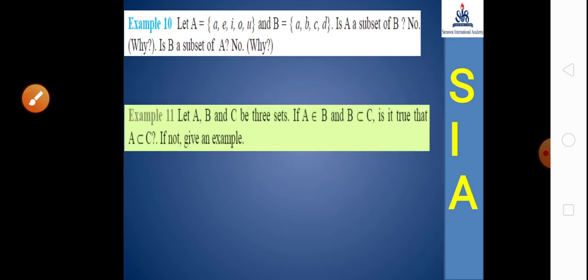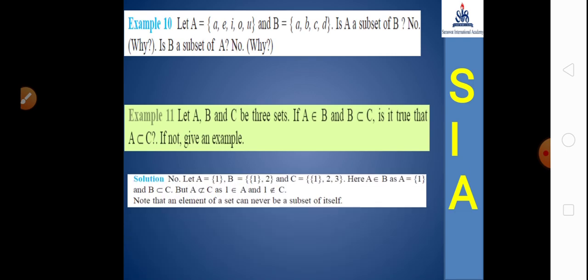Example 11. A, B and C are three sets. A belongs to B. B is a subset of C. It is true, meaning some element of A is present in B. Is it true that A is a subset of C? Okay, I just check. Consider A as one element, B as 1 and 2, and C as 1, 2, 3. So A belongs to B. Then we check B is a subset of C. But that does not mean A is a subset of C.